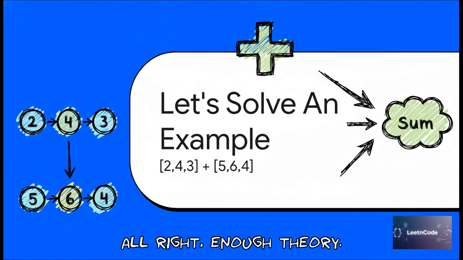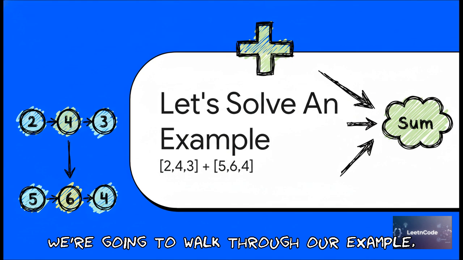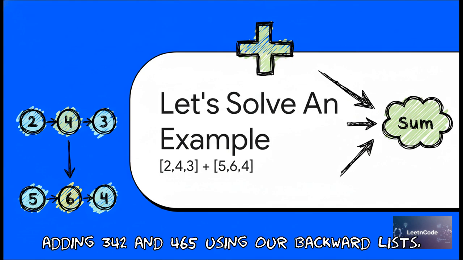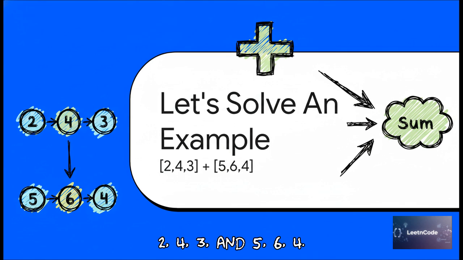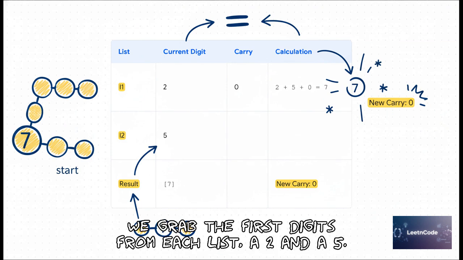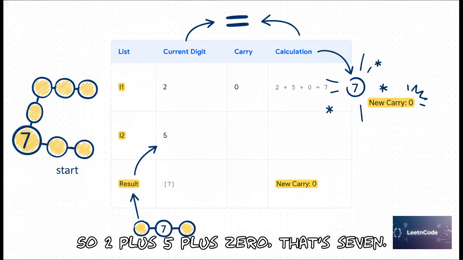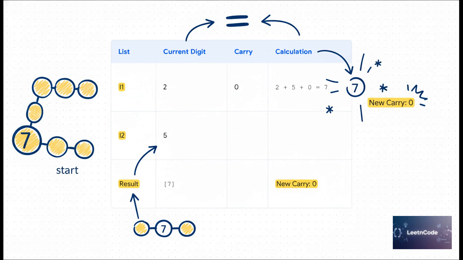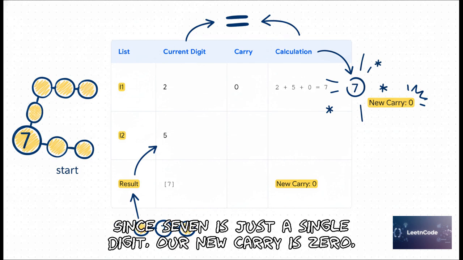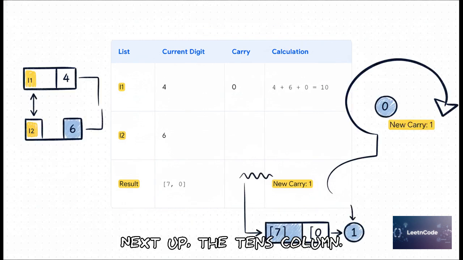All right, enough theory. Theory is great, but let's actually see this thing work. We're going to walk through our example, adding 342 and 465 using our backward lists 243 and 564. Okay, step 1, the ones column. We grab the first digits from each list, a 2 and a 5. We always start with a carry of 0. So 2 plus 5 plus 0, that's 7. Since 7 is just a single digit, our new carry is 0, and the first number in our new result list is 7.